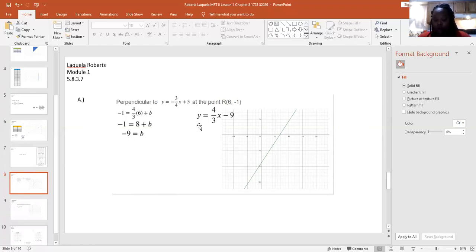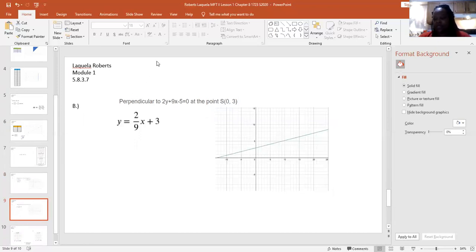Y equals 4/3 x minus 8 minus 1. And then you have y equals 4/3 x minus 9. And that's how we have this answer right here, all right? And the graph shows you how it's going straight up.